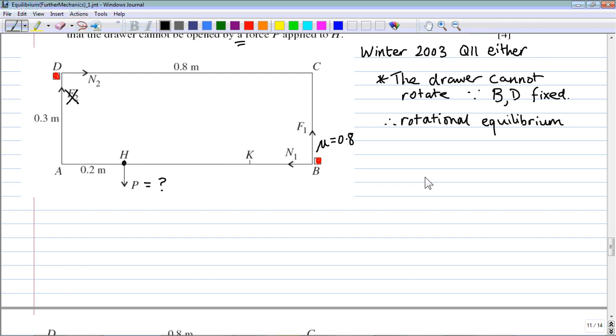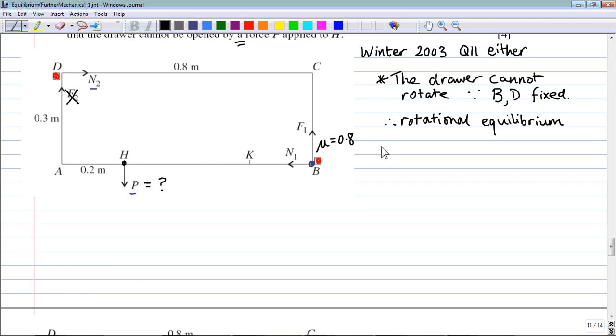Now it becomes important to decide on a particular pivot point. Well, I've got a bunch of unknowns here: N1, N2, F1, F2 is 0, and P is also unknown. So I'd like to keep this equation as simple as possible. It is probably okay to choose almost any pivot, but I'm going to choose what looks like the easiest pivot, which would be B. I'm choosing B because both N1 and F1 will be excluded from the equation because they have 0 moment, whereas the forces N2 and P will have a non-zero moment about this pivot.